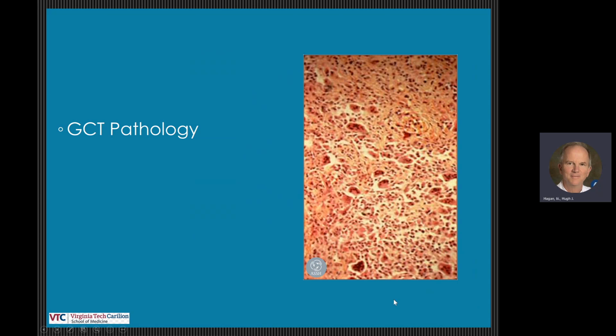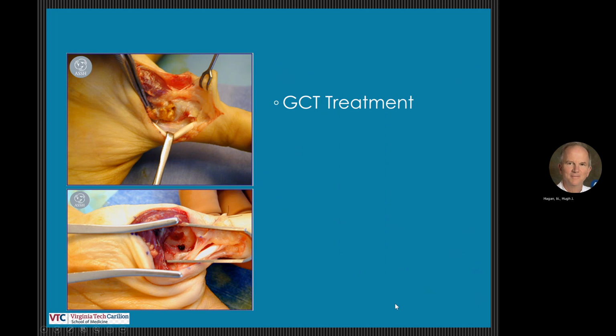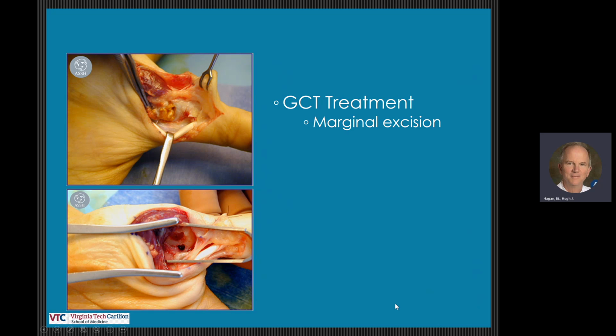And giant cell tumor pathology, and this occasionally comes up on an exam, is marked by histiocyte proliferation, lots of hemosiderin, and multinucleated giant cells, as is seen here. The treatment of a giant cell tumor is marginal excision. The risk of recurrence is wide across the board, 5 to 50% in various studies.